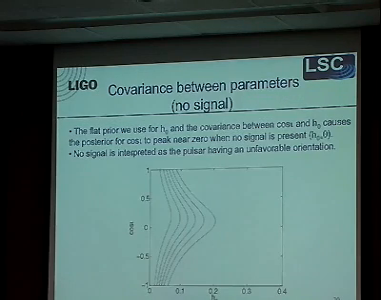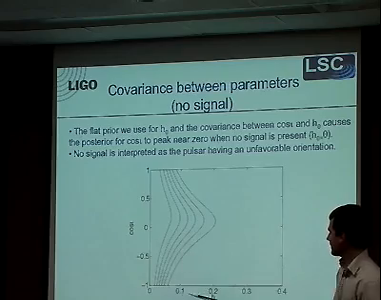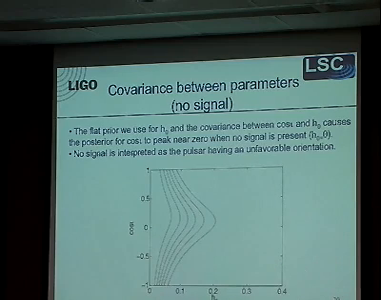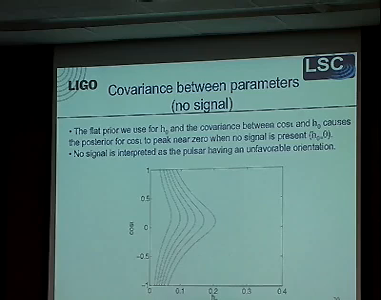So what this gives rise to is that even when there's no signal in the data, because of the priors we're using for H naught, the joint posterior between cos iota and H naught peaks at cos iota equal to 0. So this means that when there's no signal, this is interpreted as a pulsar having an unfavorable orientation. So when I show you some of the results we've had in the previous science runs, if you just look at the posterior for cos iota, it peaks at 0. And this just means that, given the prior we're using, it's suggesting to us that if there's a pulsar signal there, it's not favorably oriented.